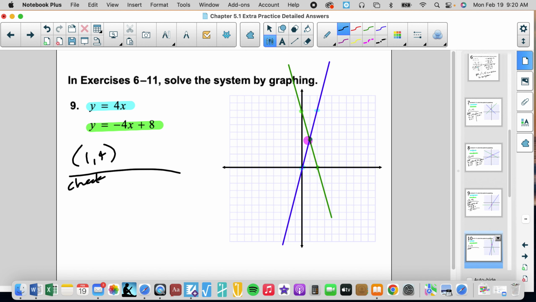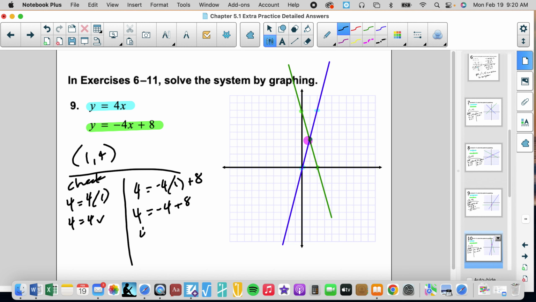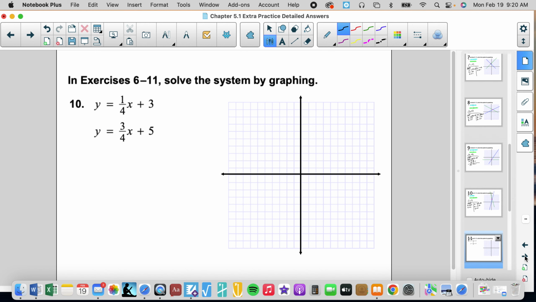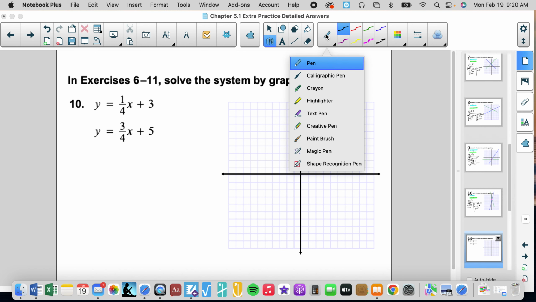We have 4 equals 4 times 1. 4 equals 4. And we have 4 equals -4 times 1 plus 8. 4 equals -4 plus 8. 4 equals 4. And you say, well, I knew it the line before. Just write it out. It takes 2 seconds. 2 seconds to check your answer, to do all the work. Just do it.